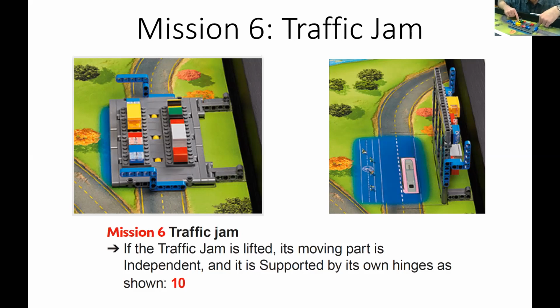I do notice that these blue pins like to get loose as kids interact with the model. So it's worth checking that these blue pins down here that attach the traffic jam thing to the hinges stay in place. So they lift it up. Its moving part, this is the moving part, has to be independent at the end. They can obviously be touching, well, the robot and the equipment can be touching it while it's lifting up, but at the end, it must be independent. You can't have something bumping up against it, holding it. And it needs to be supported by its own hinges as shown here.